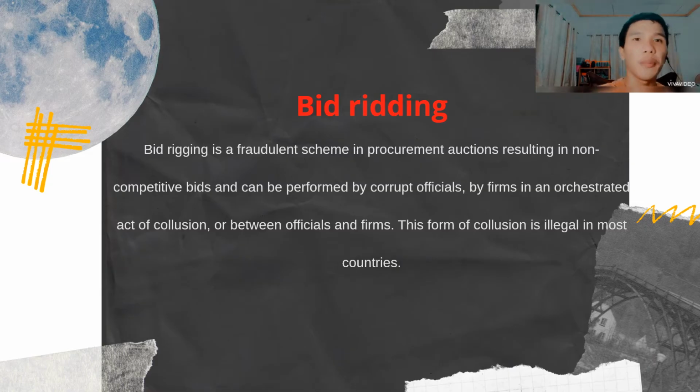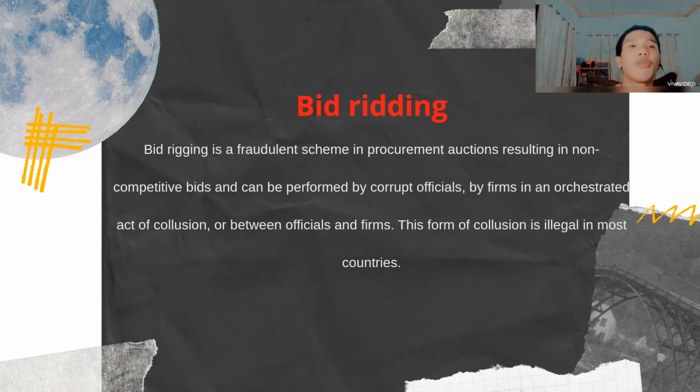Hello everyone, I'm going to discuss bid rigging. So what is bid rigging? Bid rigging is a fraudulent scheme in a procurement auction resulting in non-competitive bids and can be performed by corrupt officials, by firms in an orchestrated act of collusion, or between officials and firms.